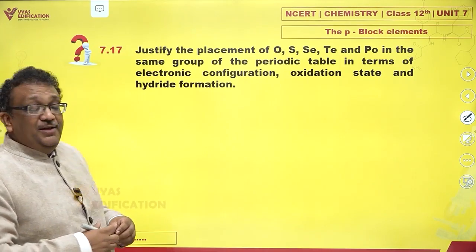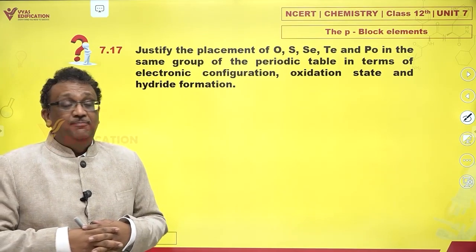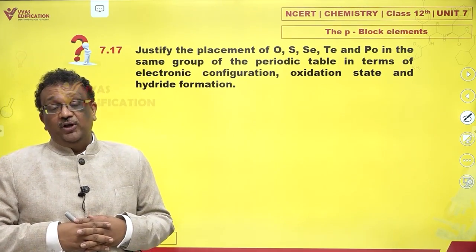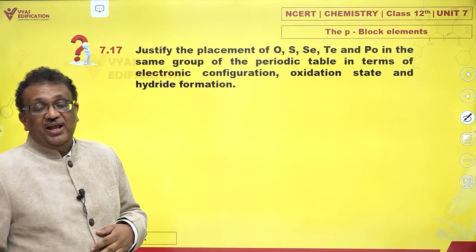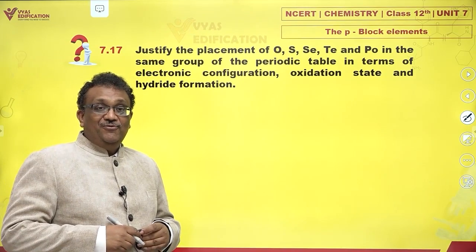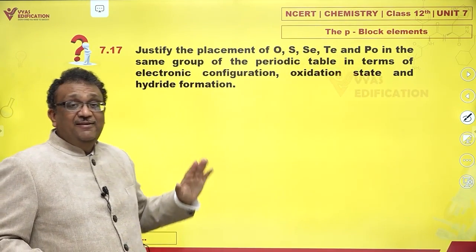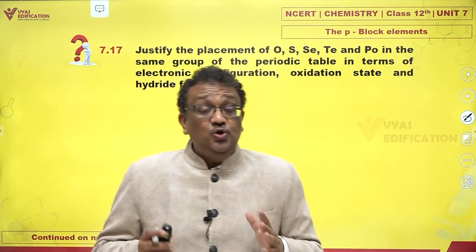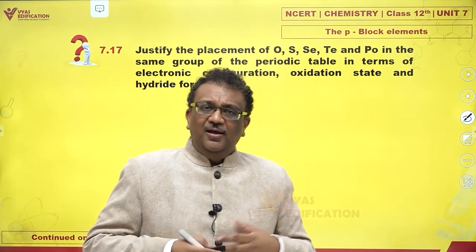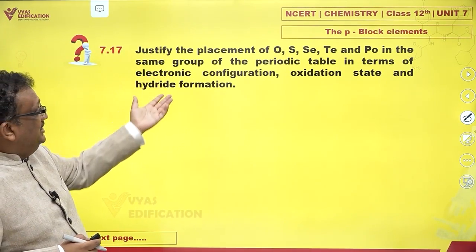Justify the placement of oxygen, sulfur, selenium, tellurium and polonium in the same group of periodic table in terms of electronic configuration, oxidation state and hydride formation? This seems to be a very interesting question. They're trying to ask, why are they in the same family? That means they should show the same trend in properties. There should be some generic commonality. And this is what we are supposed to bring out in terms of these three things.